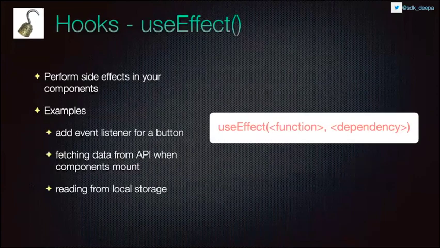Now, the next one is useEffect. useEffect is generally used to perform side effects in your component. It's basically whenever you want to fetch data from an API, or read from local storage, or listen to a button click, then you would use useEffect. It's used along with useState, and here it takes two arguments. One is a function, and then there is a dependency. The dependency here is optional. You don't have to give it, but there are cases where you might need dependencies too.